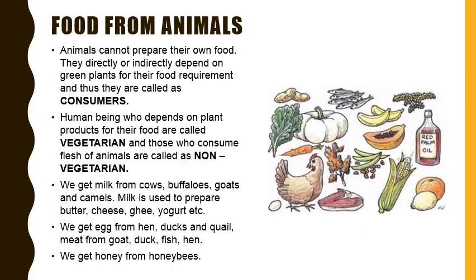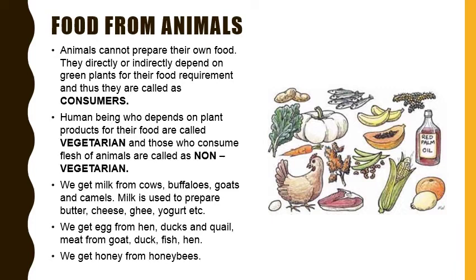Now, food from animals. Animals cannot prepare their own food. They directly or indirectly depend on green plants for their food requirement, and thus they are called consumers. Human beings who depend on plant products for their food are called vegetarians, and those who consume flesh of animals are called non-vegetarians.